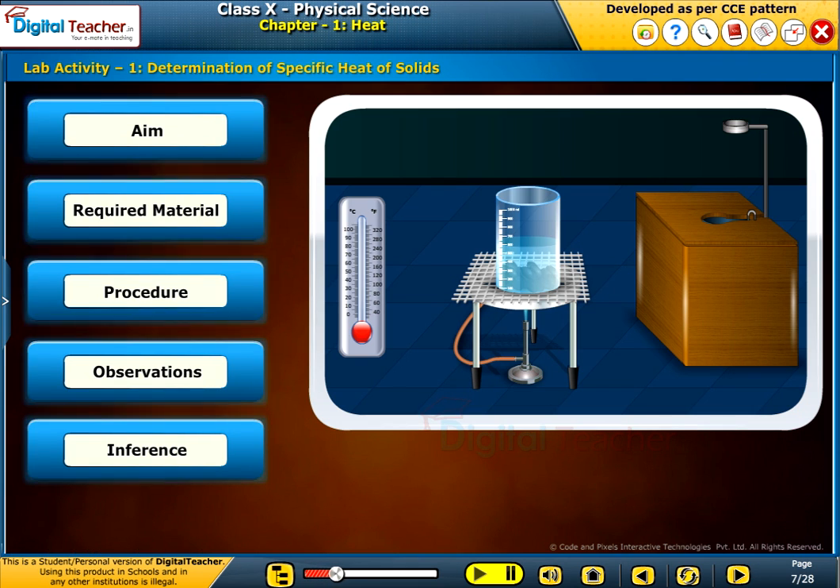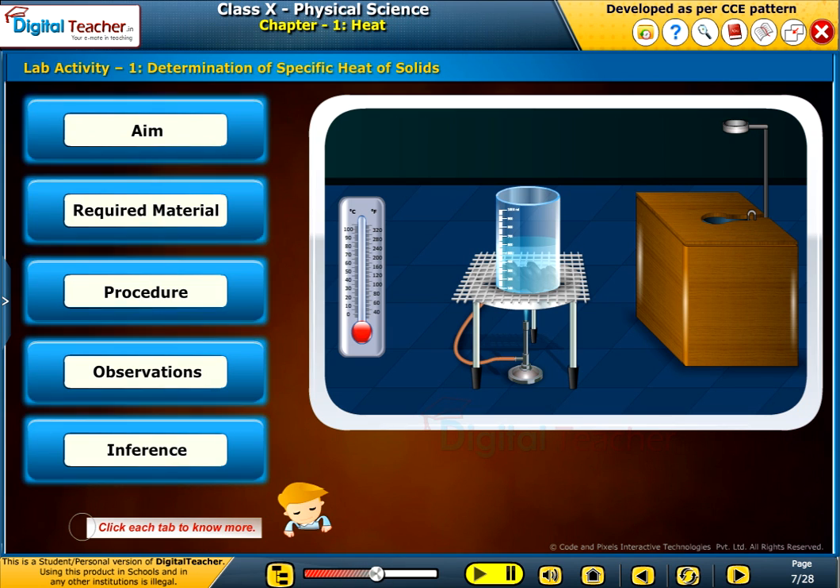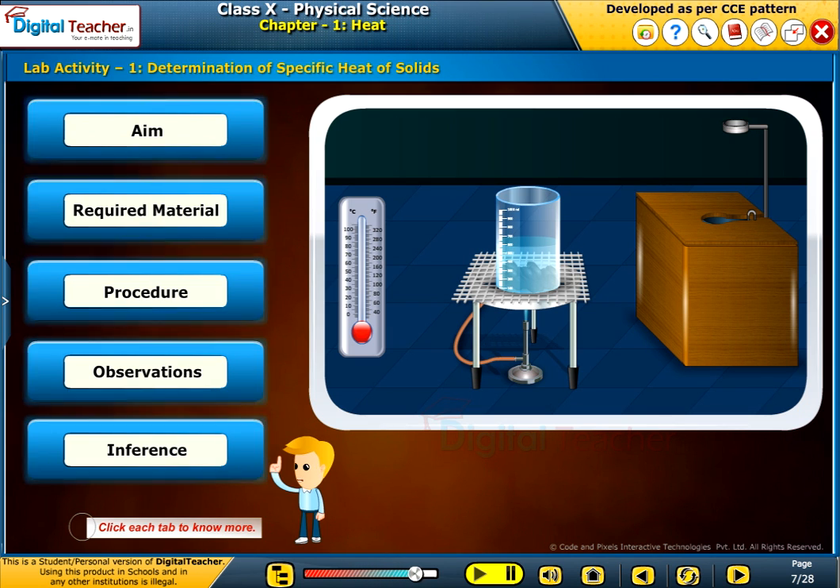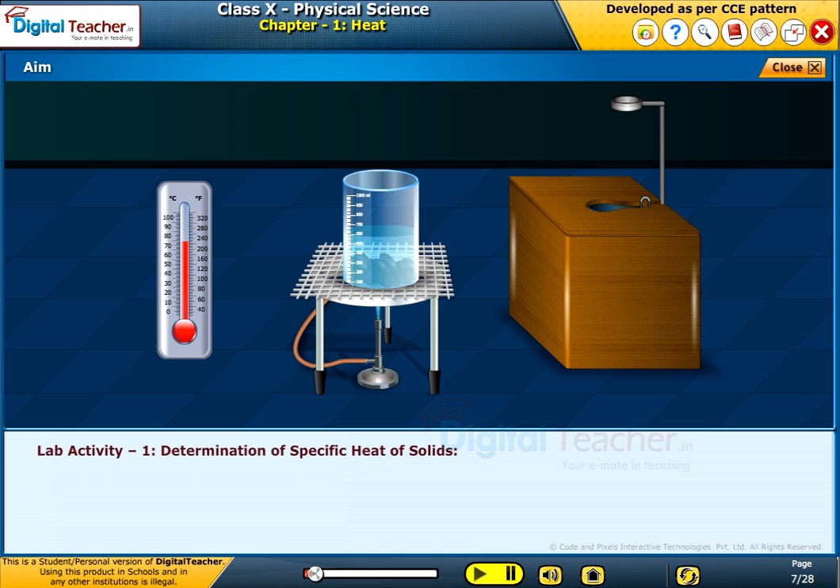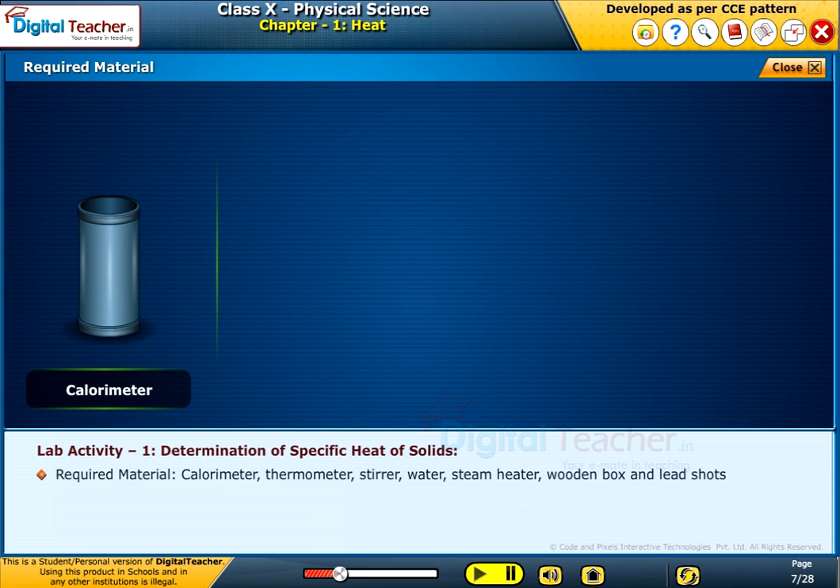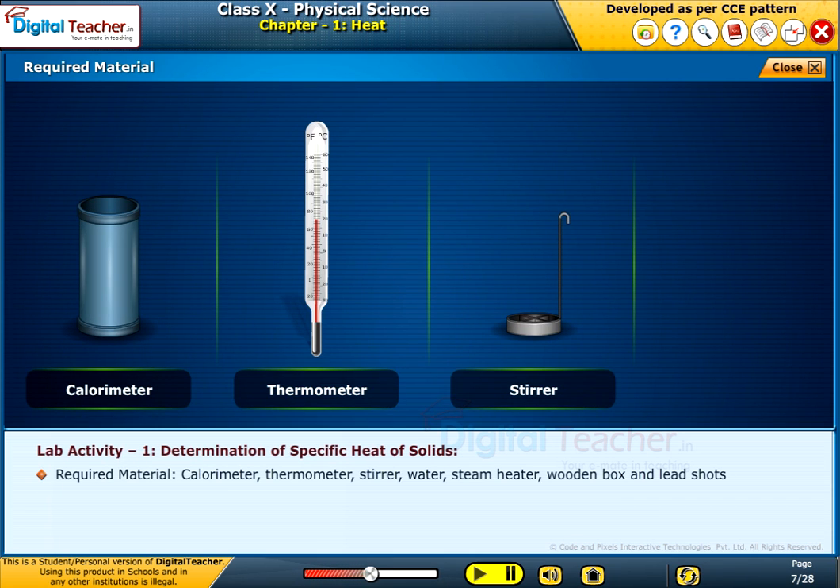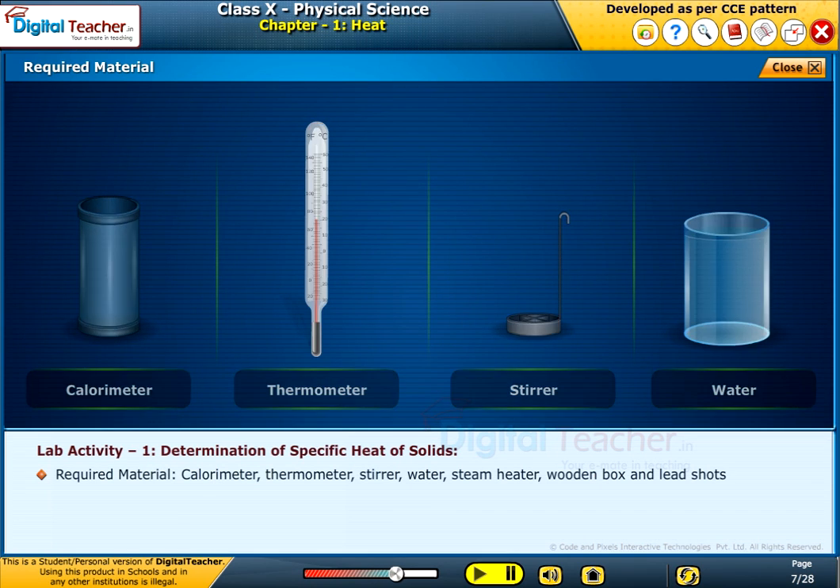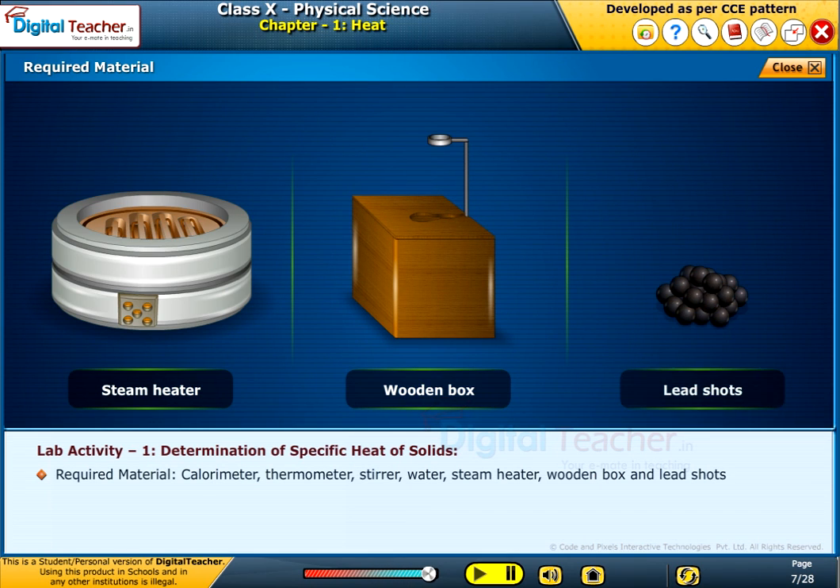Let us do a lab activity for determination of specific heat of a solid. Click each tab to know more. The aim of this lab activity is to determine the specific heat of a given solid. Materials required are calorimeter, thermometer, stirrer, water, steam heater, wooden box and lead shots.